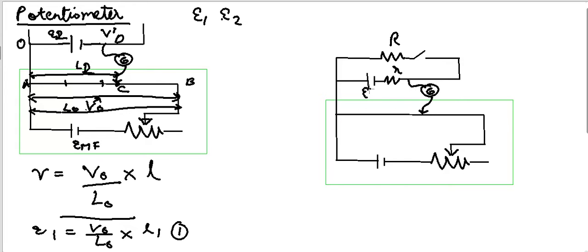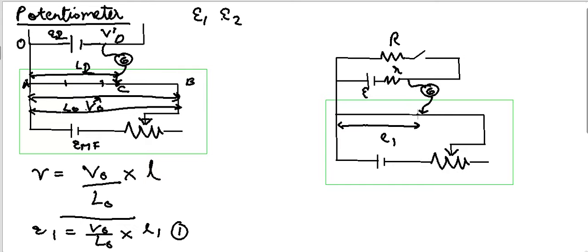Now suppose I want to measure the internal resistance of a battery. To do that, I have to use the setup as shown. I take a potentiometer and also connect a resistor, as shown in the figure, with a switch in it. The first method is that I open the switch and then find the length which gives me zero deflection of the galvanometer. Let that length be L1.